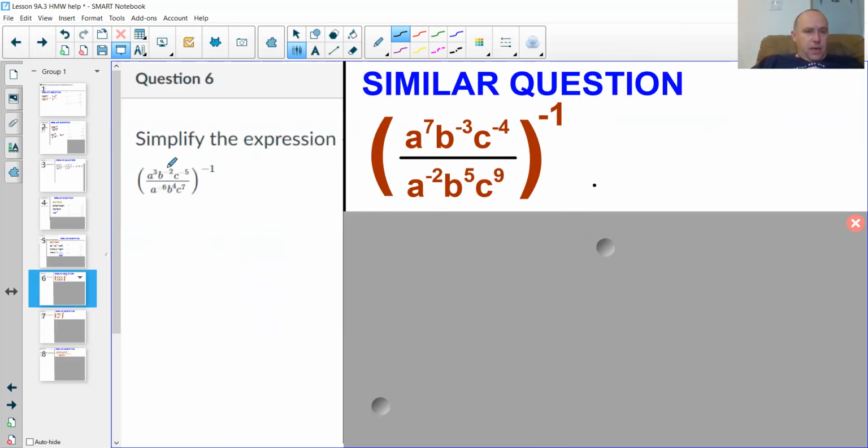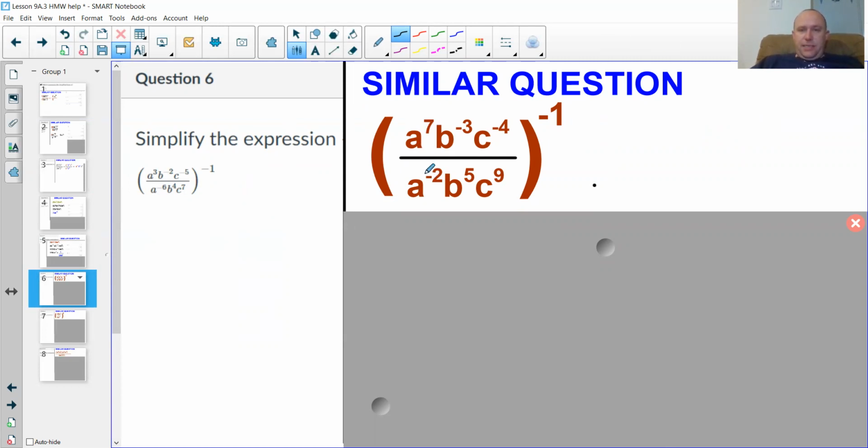Question 6. We have this huge expression all to the power of -1, and I've got the same thing here. Now, there are several ways you can do this. The way I always prefer to do questions is I always like to, if you can, simplify inside the parentheses first, kind of following on from PEMDAS or GEMDAS if possible. So I want to simplify this.